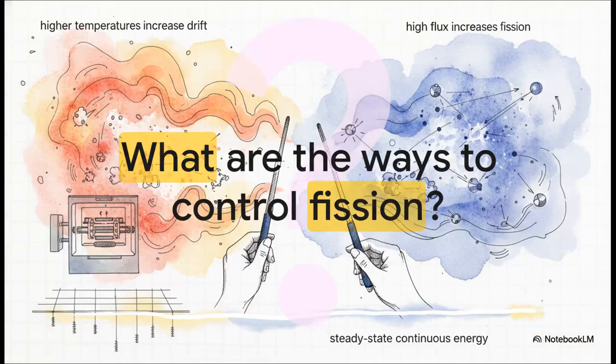So that presents us with a pretty wild engineering challenge, right? If hotter temps mean more drift and high flux means more fission, how exactly do human operators drive this massive reactor and control this microscopic flood to achieve a safe, steady state?